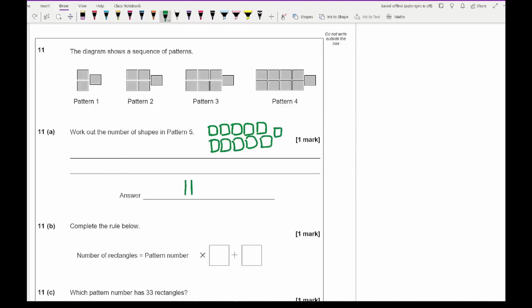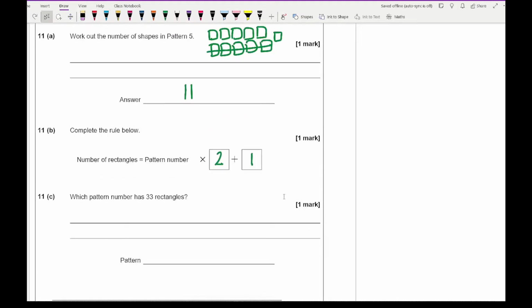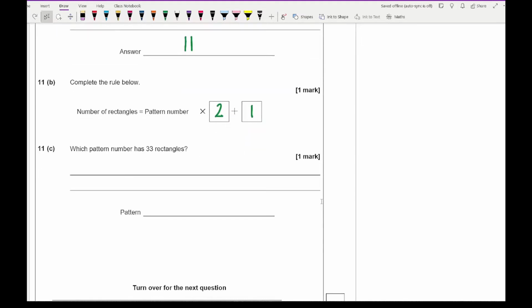The next one then says complete the rule. So the number of rectangles equals the pattern number, which is 5, and that tells me what it is there. Well, I need to double that and I need to add 1. It then says which pattern number has 33 rectangles. Well, if I write this using n, I want to work out 2n plus 1 equals 33. So 2n equals 32, and half of 32 is 16, so it's going to be pattern number 16.